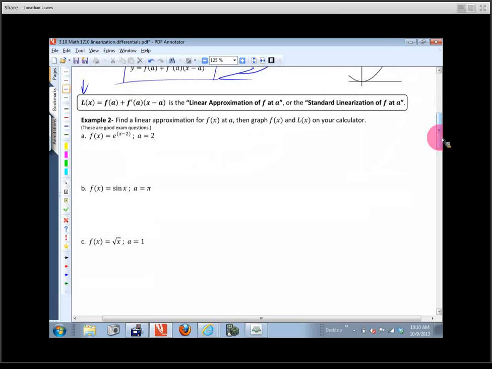So on example two, I've got 3 different problems here. The instructions for each one are the same. It says find a linear approximation for f at a, then graph f of x and L of x on your calculator. This is something you definitely want to know how to do for a test. So here's what we're going to need: we need a, we need f of a, and we need f prime at a, because to make the linearization, it's these guys right here. We're given a, so let's go ahead and do this problem.